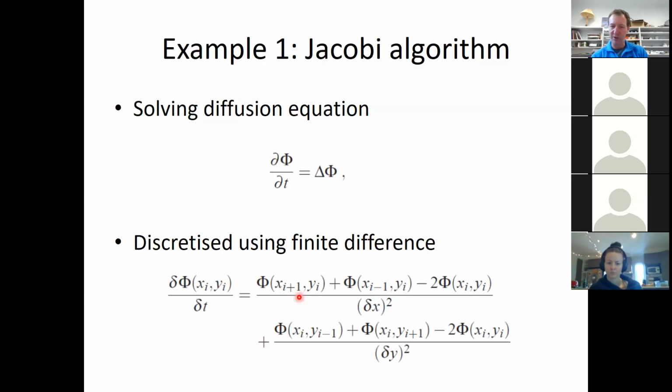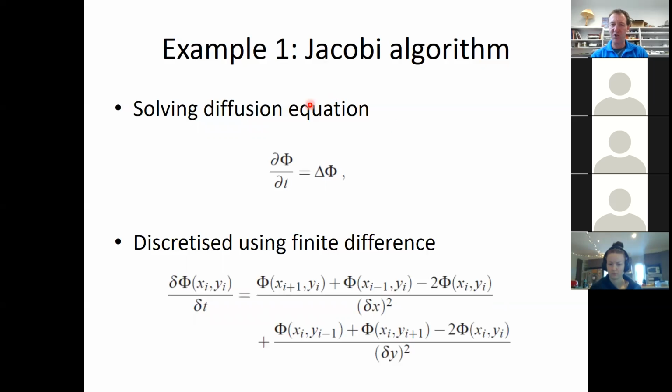So here the second derivative is again numerically calculated by taking the difference between the function at xi plus 1, y1, and the function at xi minus 1, y1, minus 2 times the function value at the center, and then divided by the small increment by which you change the x dimension. And you do the same thing for the y dimension.